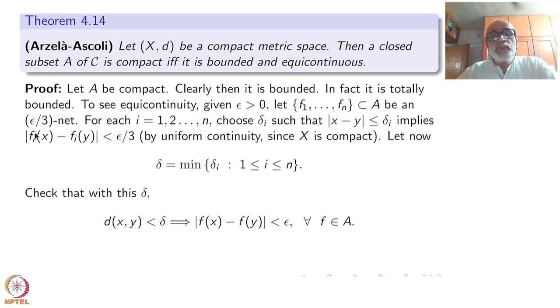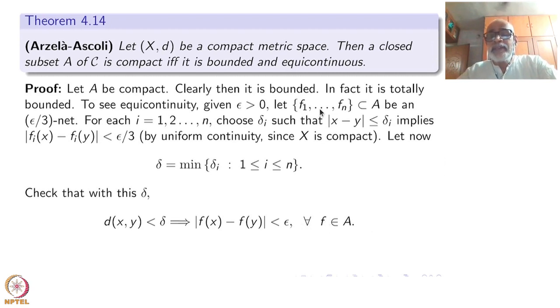First, it is true for all f1, f2, ..., fn. Now, you have to use the fact that this f1, f2, ..., fn is an epsilon by 3 net. So, you have to do a little more triangle inequality business here. That much I am leaving to you as an exercise. For all f inside A, this will be true.